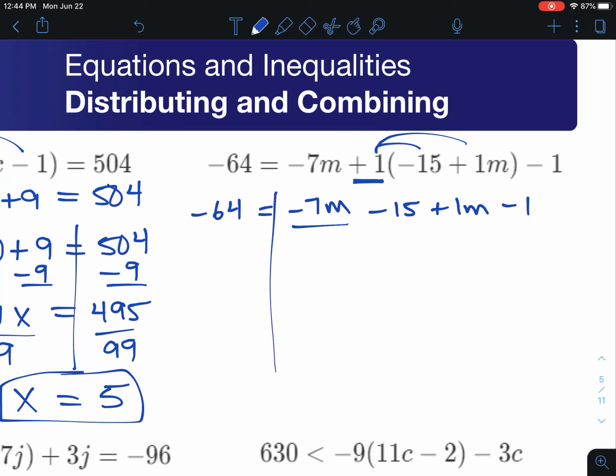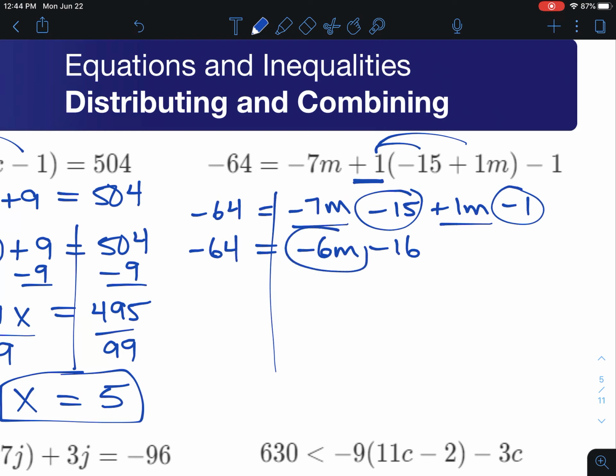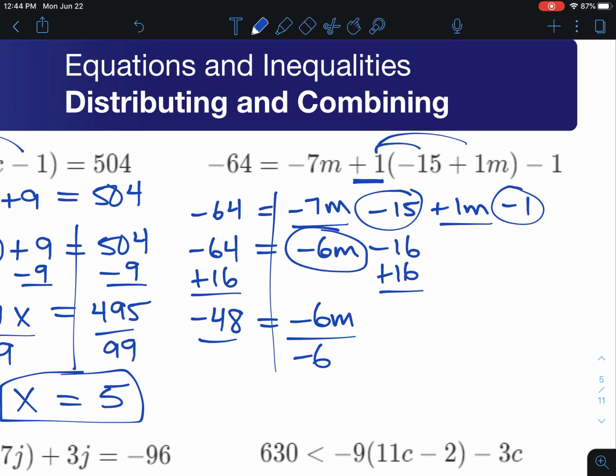Then combine like terms. These m's go together, you get negative 6m. These constants go together, you get negative 16. Bring down the negative 64 and the equals. Now we're back to a two-step. Can't touch the variable, move the constant. That gives you negative 48 equals negative 6m. Divide both sides by negative 6, and you've got your answer. 8 is m.